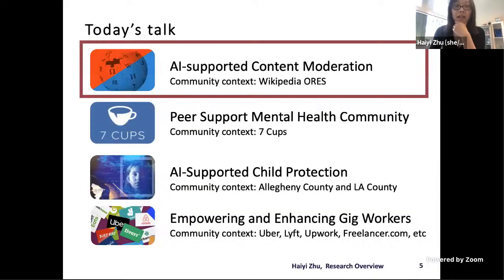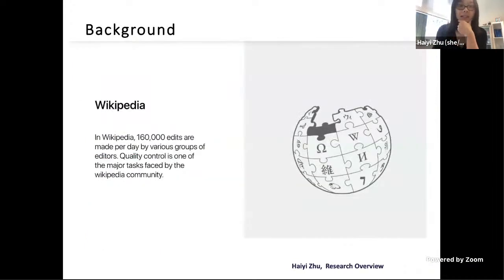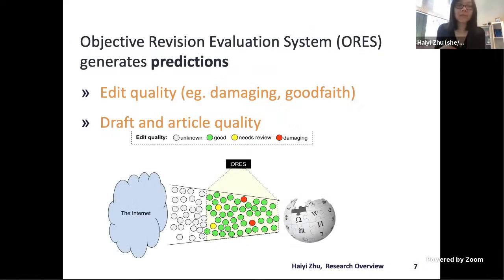So in today's talk, I'm going to talk about three projects in the context of Wikipedia and ORES. First, I'm just going to give a very brief introduction to the background of ORES. I think the audience here are extremely familiar with Wikipedia. And then ORES, which is the Objective Revision Evaluation System, is a quality prediction system, which generates predictions on the quality of the edits. For example, it will predict whether an edit is a damaging edit or a non-damaging edit, whether it's a good faith edit or a bad faith edit.